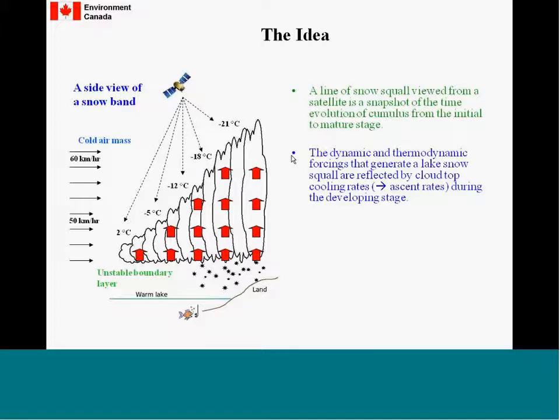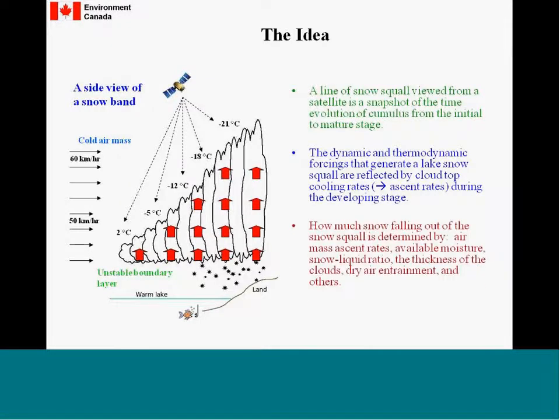And the dynamic forcing that generates lake effect snow squall is the cloud top cooling rate, which impacts the ascent rate during the developing stage. Snow falling out of the snow squall is determined by air mass ascent rate, available moisture, liquid ratio, thickness of cloud, dry air entrainment, and possibly other factors. But in the algorithm, we ignore the dry air entrainment and other effects.